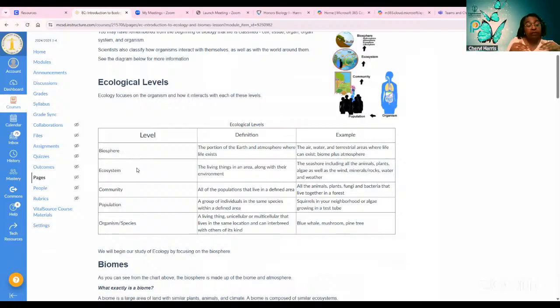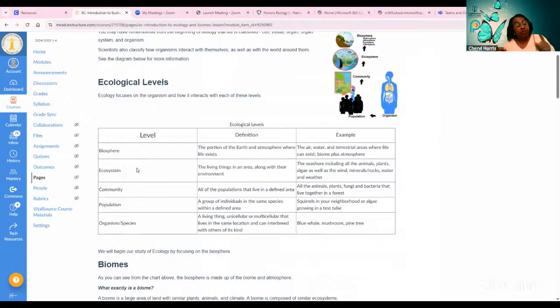But in that group, you're still looking at your living and non-living things. Then we get down to community. Community represents all of the living things. We're not worried about soil and the water and the air at this level. We're only worried about the different kinds of populations that exist in that particular area. So an ecosystem can have a particular community. And then population is just one group.